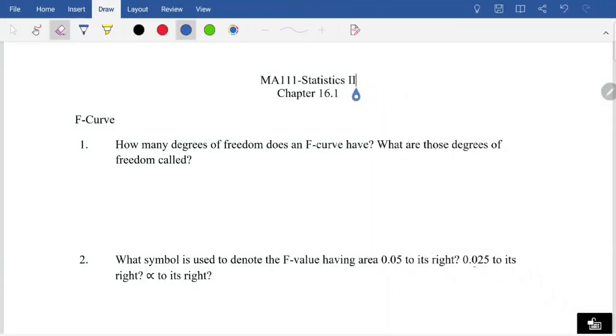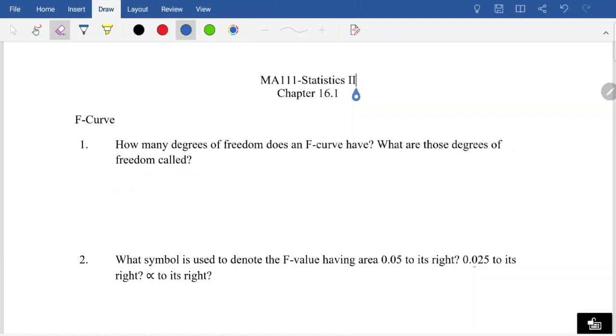Hello everyone, we are working on the first worksheet of chapter 16, which was on ANOVA testing. The first worksheet is just explaining what the F distribution and the F curve were. This worksheet has some questions to test our understanding of the F curve and the F distribution. The first question says, how many degrees of freedom does an F curve have? What are those degrees of freedom called?